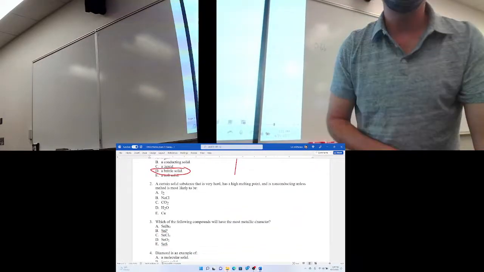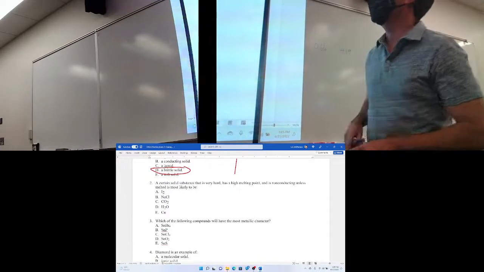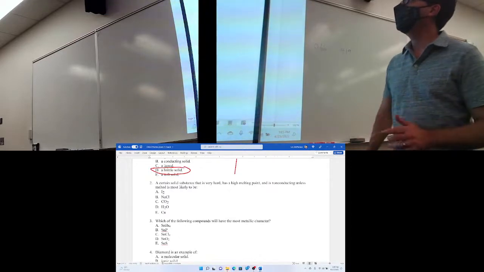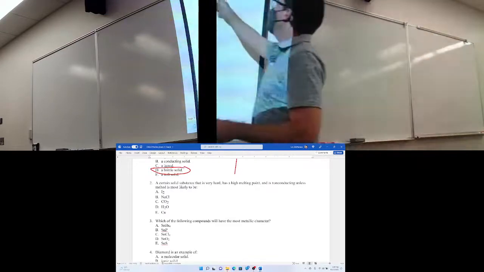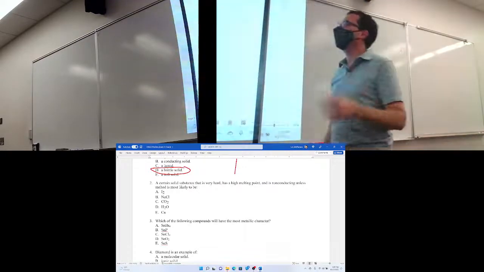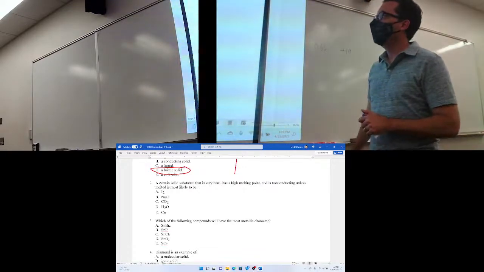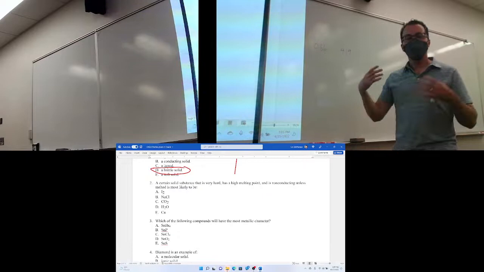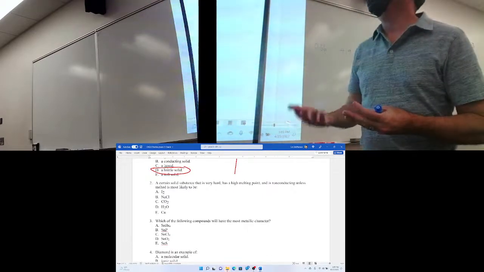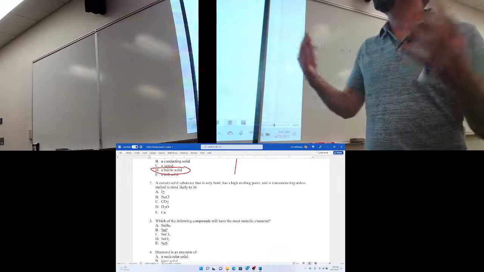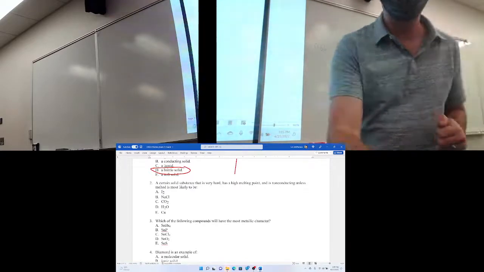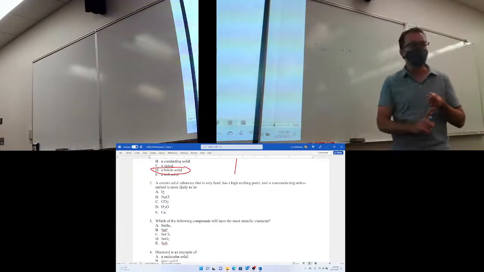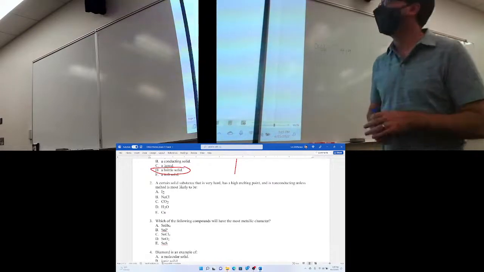A certain substance that is very hard, has a high melting point, is non-conducting unless melted, is most likely to be. So not conducting unless melted is kind of the key here. This is the most obvious part of it for an ionic solid, right? Ionic solids are non-conductive. If you melt them, now you have these mobile ions that can move. That's the word mobile there. So we're talking about NaCl. So B. And everything else fits. So it's generally high melting points, generally pretty hard. It's going to be brittle, but it's hard.